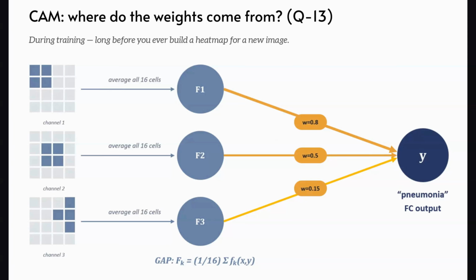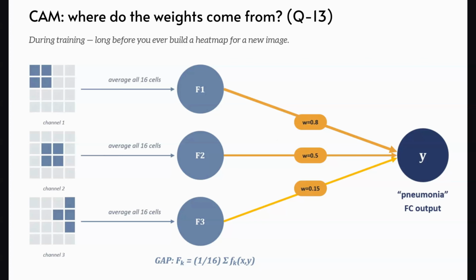Here it is 4 cross 4, so 16 cells. You are going to average the 16 cells to get one output, that is F1. Similarly, channel 2, you get F2. Channel 3, you average, you get F3. That is what this formula is doing. That is GAP pooling. In order to get weights during training, do we use GAP in training as well?